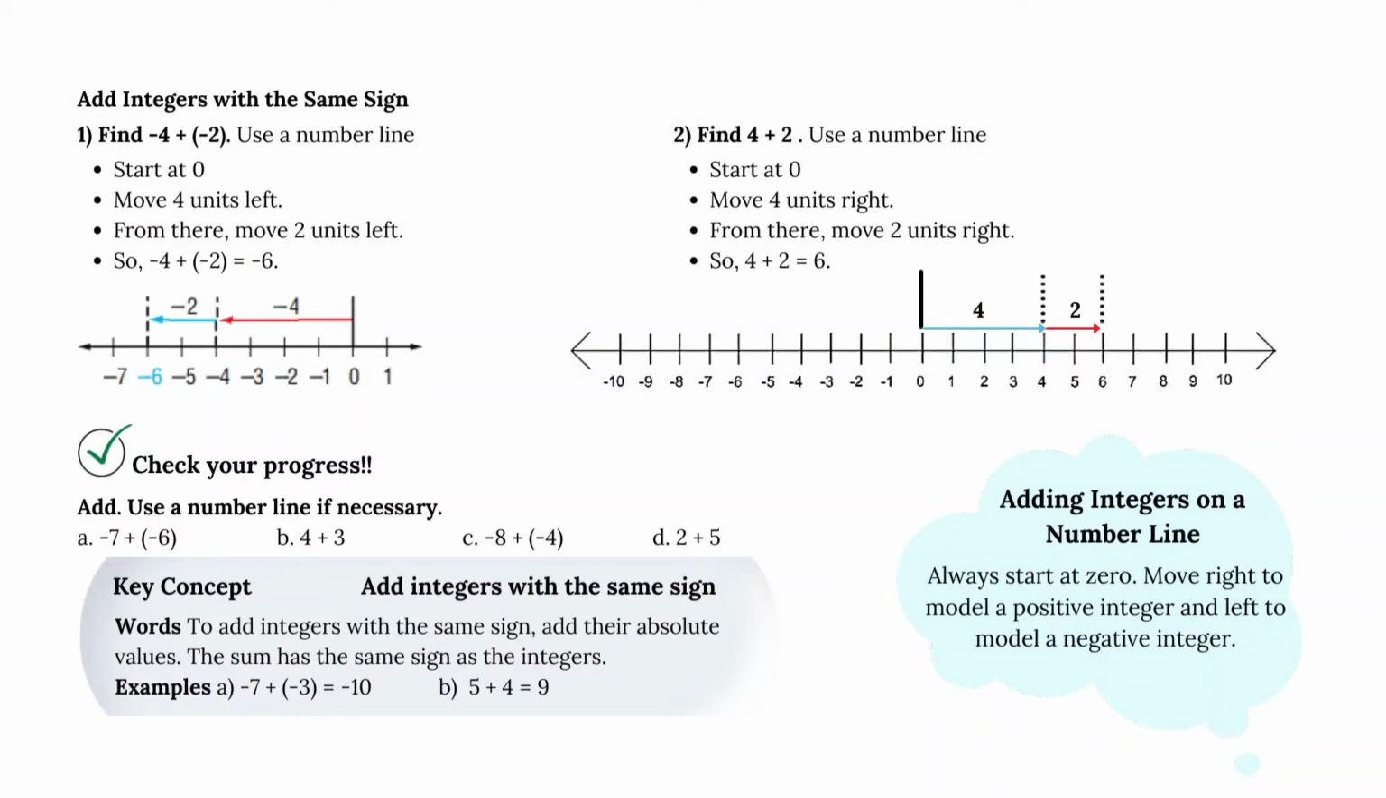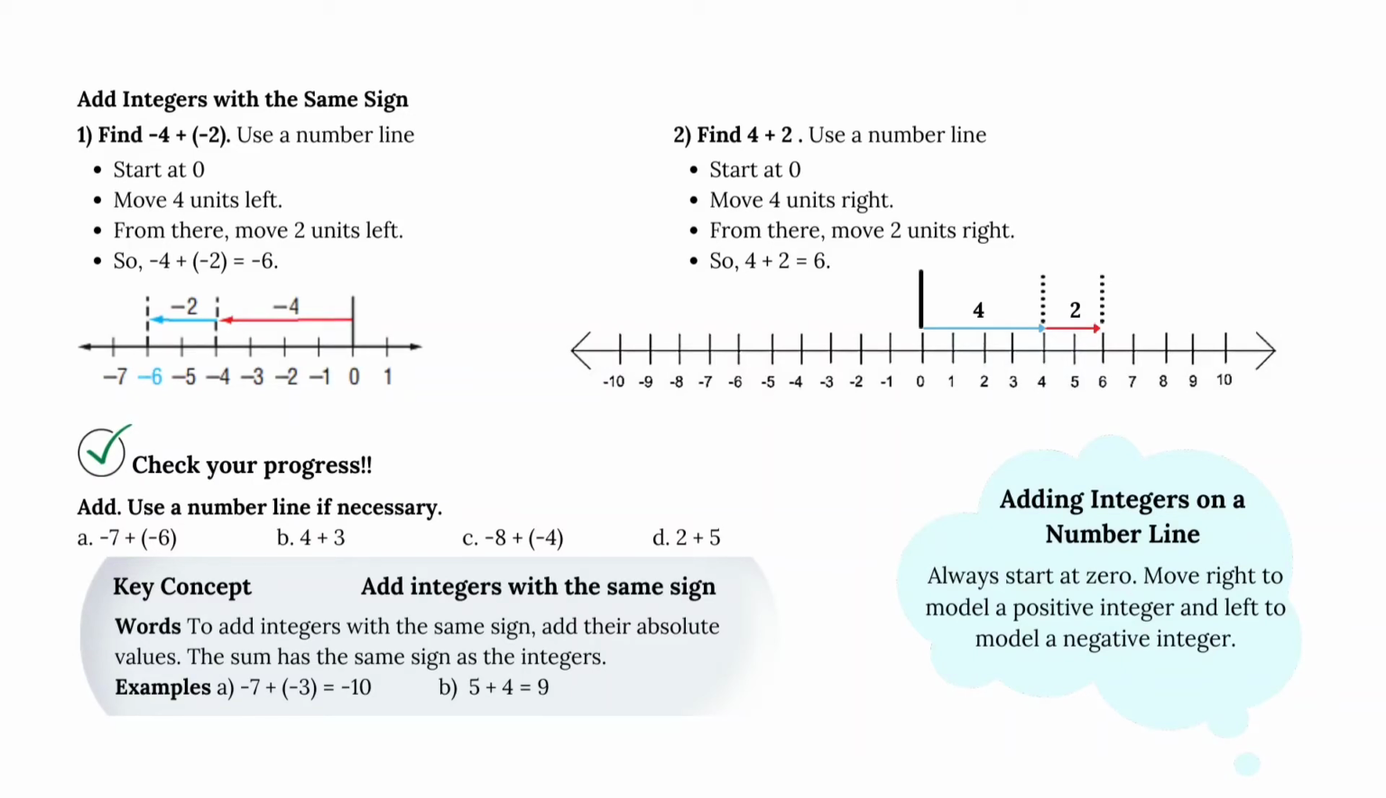Let's take up the first main idea of the lesson. Add integers with the same sign. Find the sum of negative 4 and negative 2. Use a number line. Start at 0. Move 4 units left. From there, move 2 units left as shown in the number line. So, the sum of negative 4 and negative 2 is negative 6.